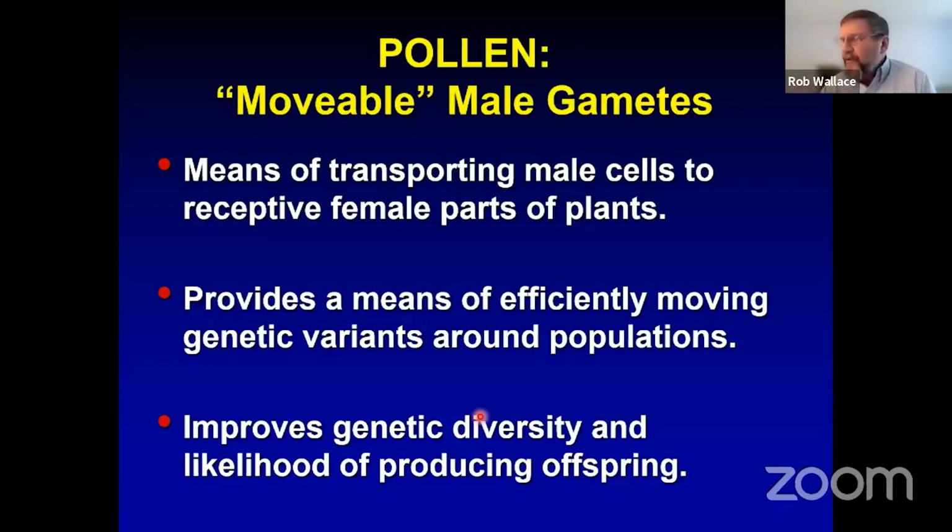And in the grand scheme of evolutionary biology, it's not a one-year thing. You're in it for the long haul. So those movable male gametes are important, but they do rely on some external source to be moved from the male parts to those receptive stigmas.